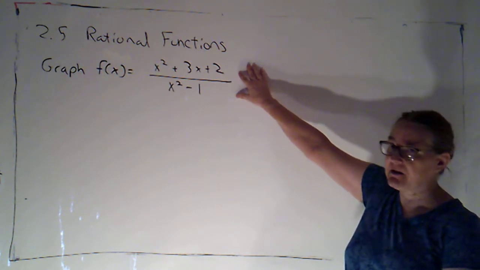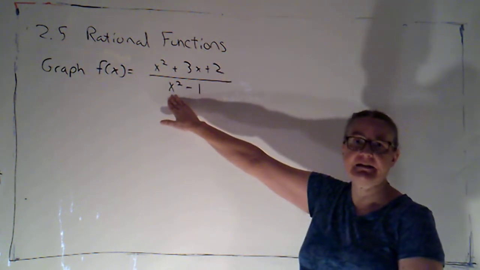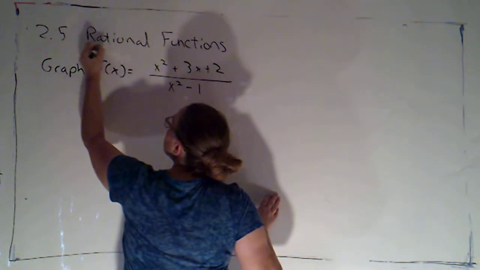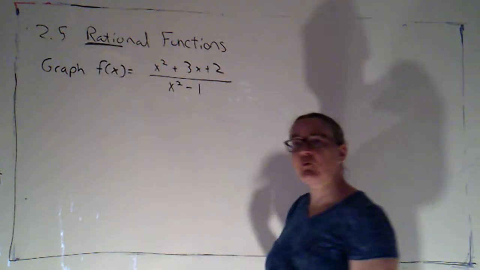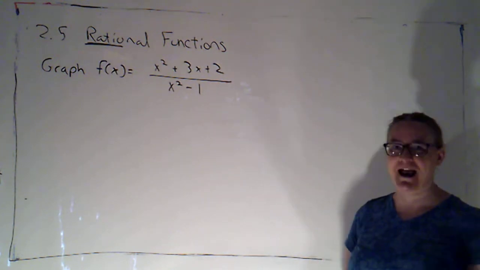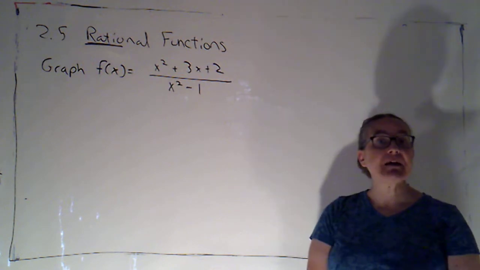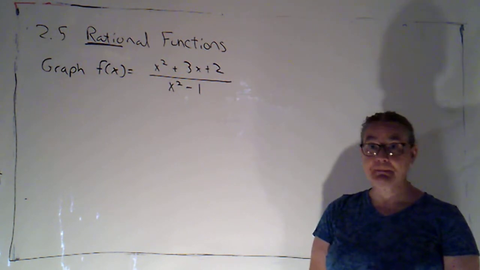And this is not a polynomial because now we've got some x's in the denominator. This is what we call a rational function. Just like rational numbers, it has that word ratio in it that tells us it's a fraction. And a rational function is just a fraction where the top and the bottom are polynomials.